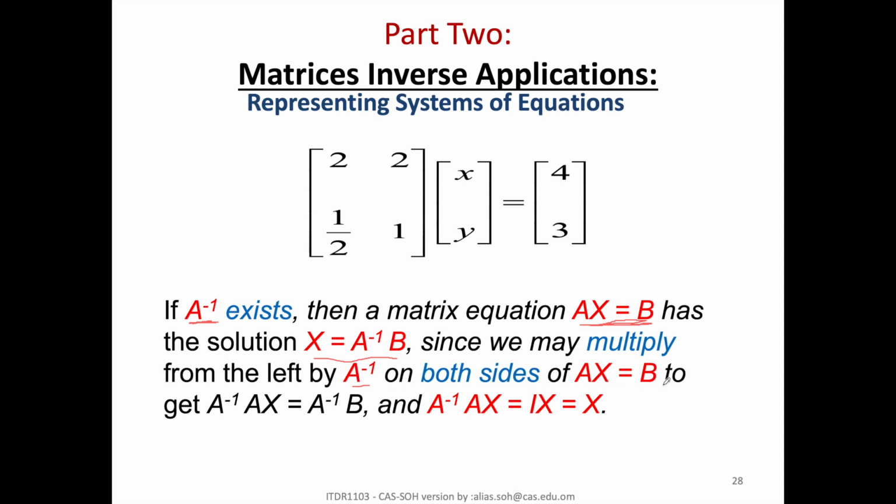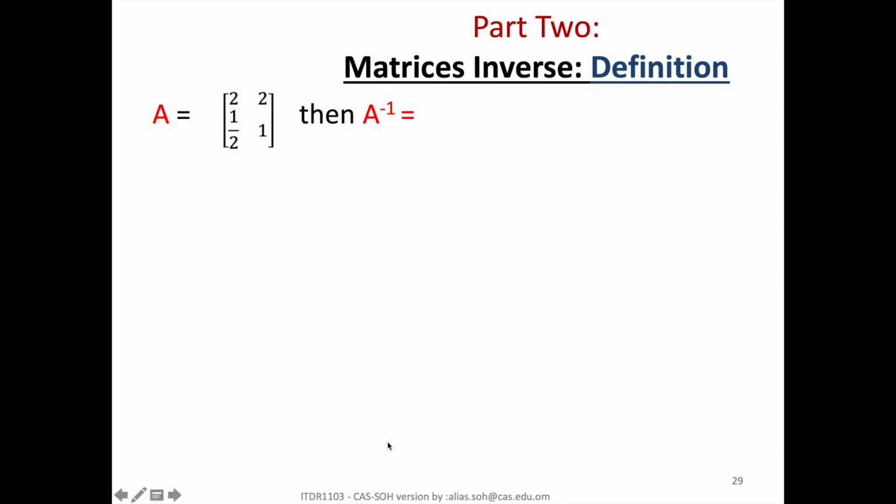So AX equals B. By multiplying A inverse on both sides, A inverse multiplied by a matrix will give us the identity, which whenever we multiply by an identity, we get the same answer. Therefore, we resulted with x being equal to A inverse times b. Okay, now let's try to solve this.